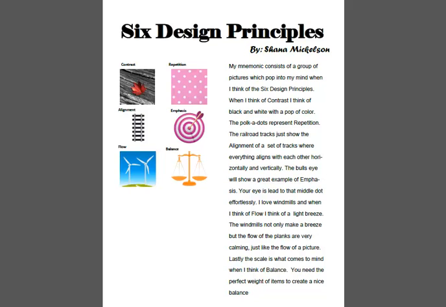The polka dots represent repetition. The railroad tracks just show the alignment of a set of tracks where everything aligns with each other horizontally and vertically. The bullseye will show a great example of emphasis. Your eye is led to that middle dot effortlessly. I love windmills, and when I think of flow, I think of a light breeze.